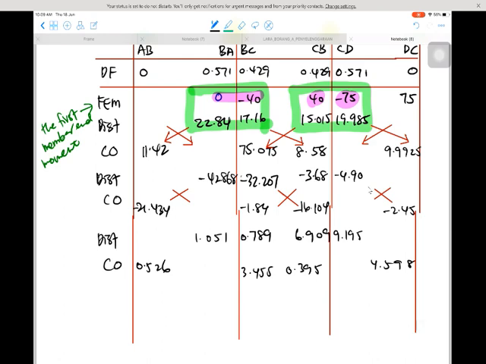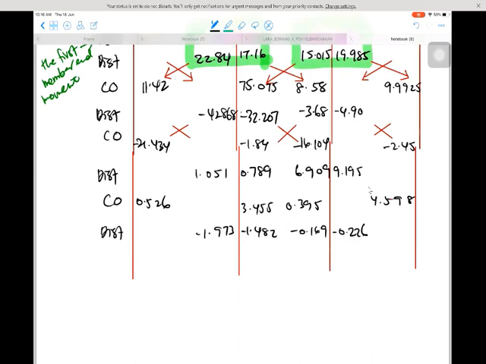Then we repeat again. The distribution process: 3.455 times 0.571 is negative 1.973. 3.455 times 0.429, so negative 1.482. 0.395 times 0.429, we get here negative 0.169. 0.395 times 0.571, it is negative 0.226.